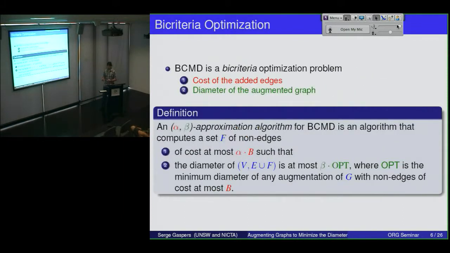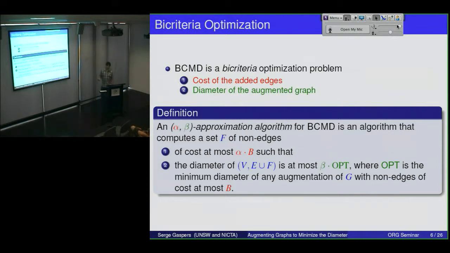In general, you might not only want to minimize the diameter, but also the money that you use. So this is a bi-criteria optimization problem. The first criterion is the cost of the added edges. And the second one is the diameter of the resulting graph.